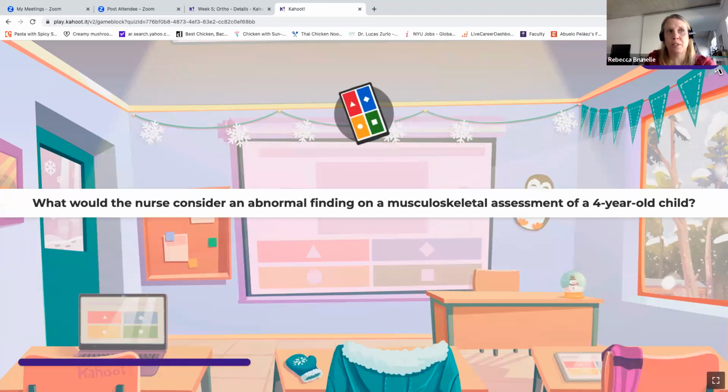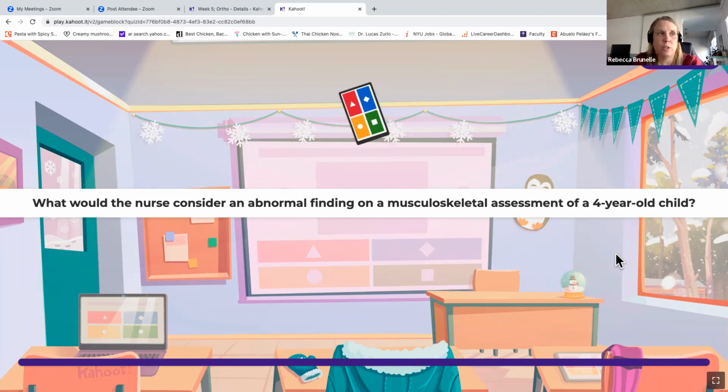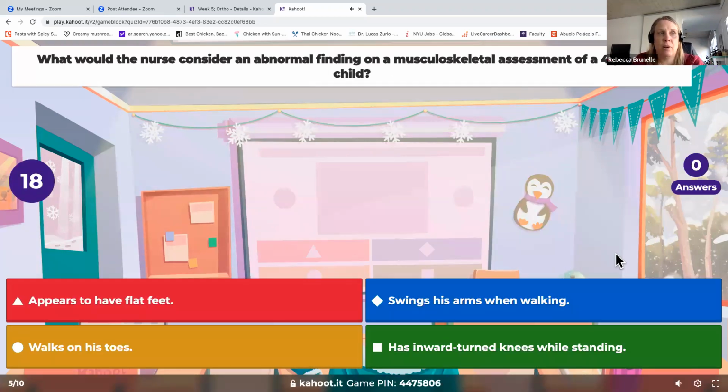So what would the nurse consider an abnormal finding on a musculoskeletal assessment of a 4-year-old? They appear to have flat feet, they walk on their toes, swings arms when walking, or has inward turned knees when standing.